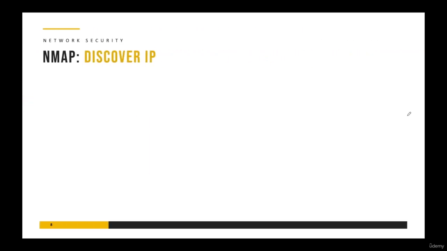Next is discovering IP addresses. Sometimes the attacker is just interested in finding out the identities or the IP addresses of all the systems within a subnet.